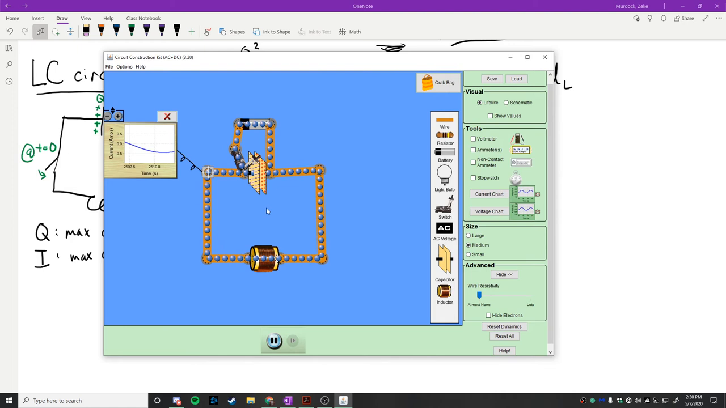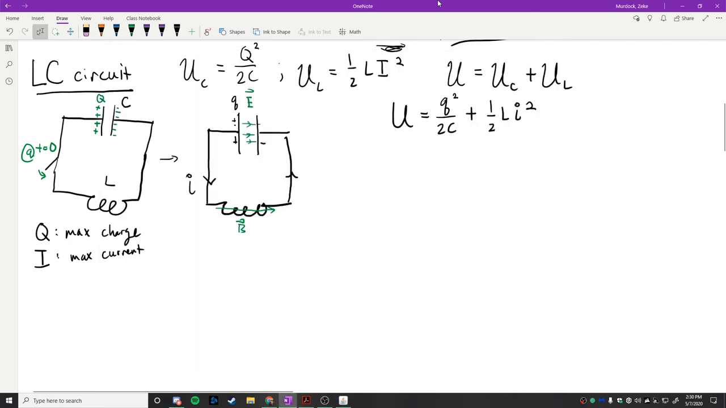Any ideas? You want to lower the inductance? What can I do with the capacitance? Should I increase it or decrease it? All right, think about that. Like, what would make this go faster? And then we're going to do a derivation here, and we'll figure out what that's based on.